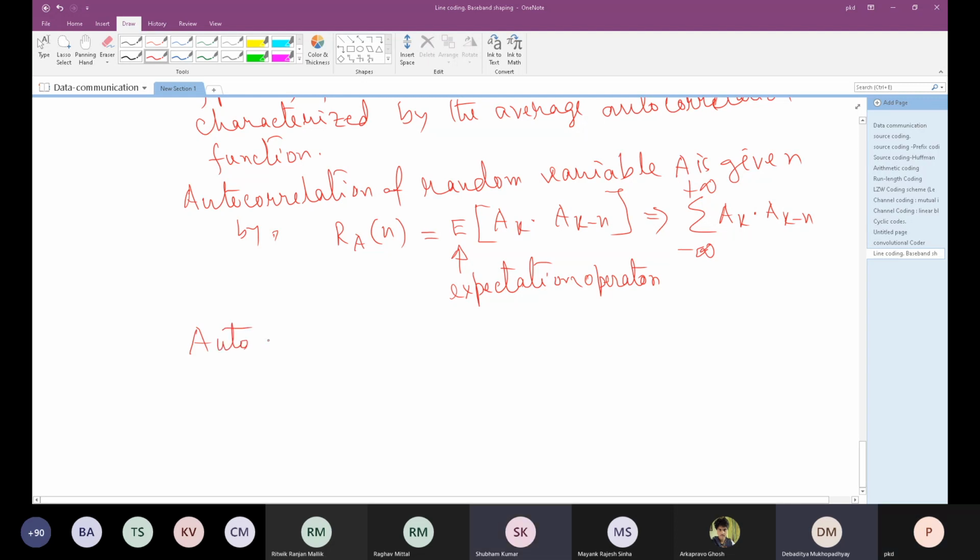Sir, if we are calculating expectation, there should be some probability involved of source symbols, like maybe AK. Yes, the probability of source symbol will be there. If it is equiprobable, then some constant will come here, some constant will come.